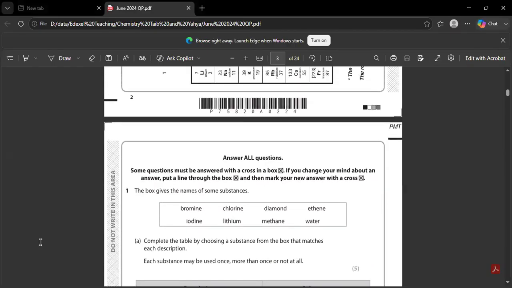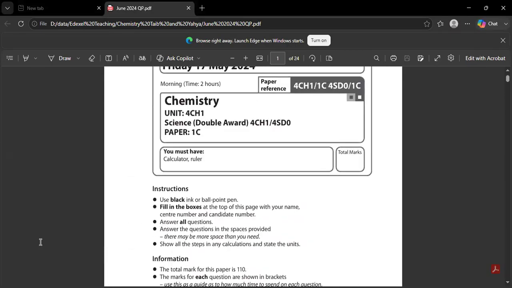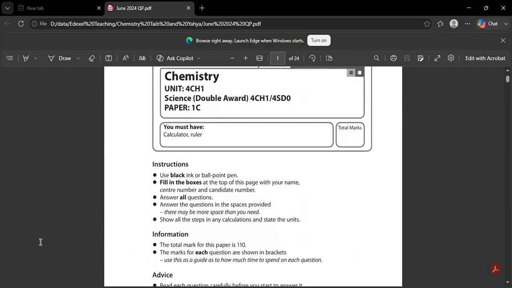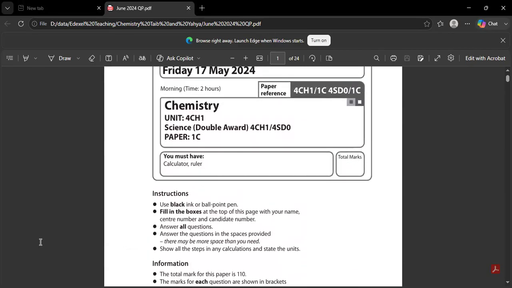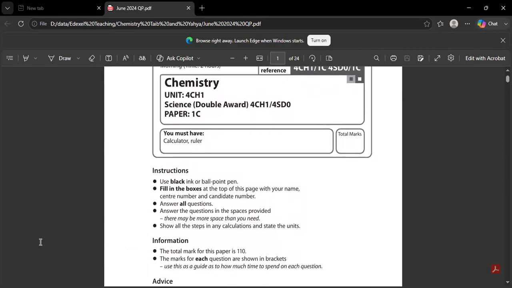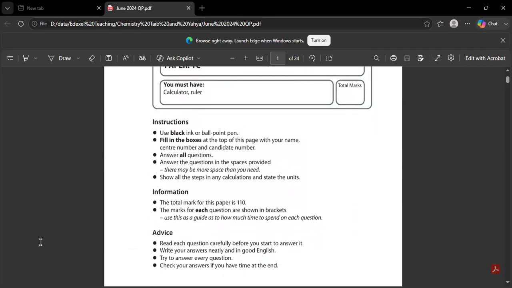So this is the 2024 paper, right? The code is 4CH1, 4SD, paper 1C, right?